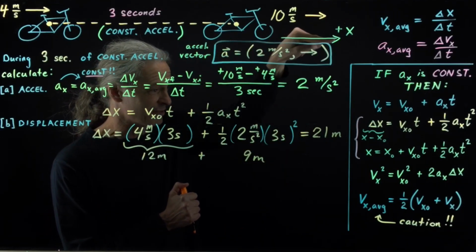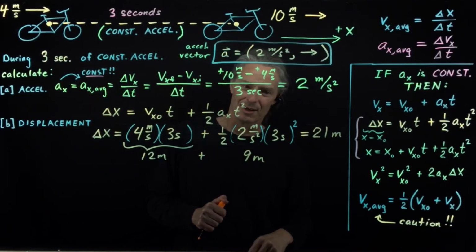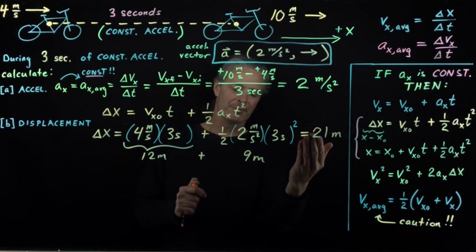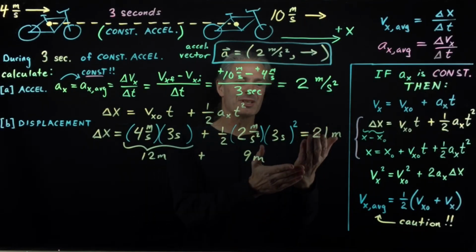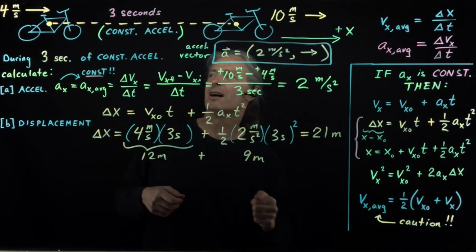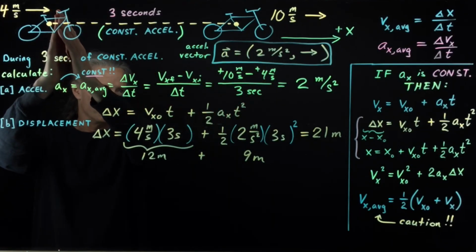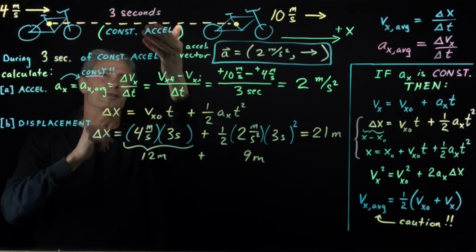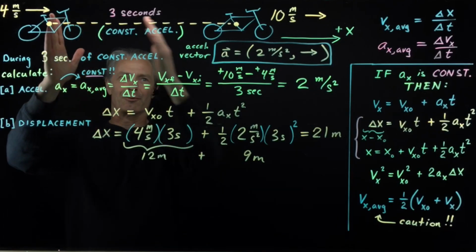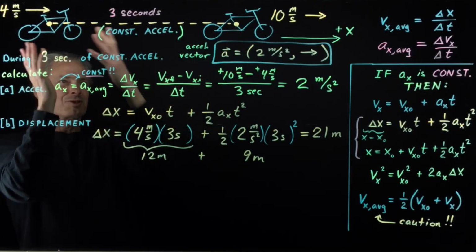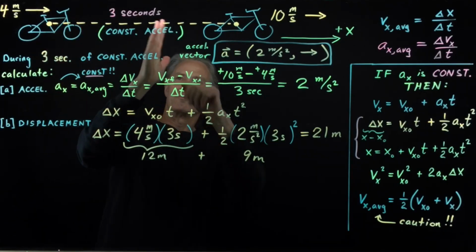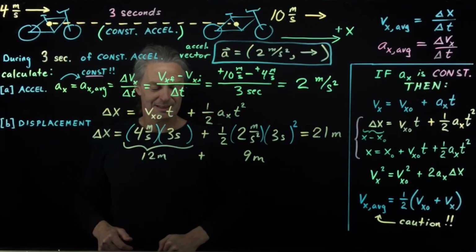Now, let's check our sign. I chose my positive x direction to be to the right. So if I get an answer of 21 meters positive, that means 21 meters to the right. That means the bicycle has moved 21 meters to the right during this 3-second time interval. To the right makes sense. It was heading to the right. There's no way it can go left if it's going to the right and speeding up. Okay, great.